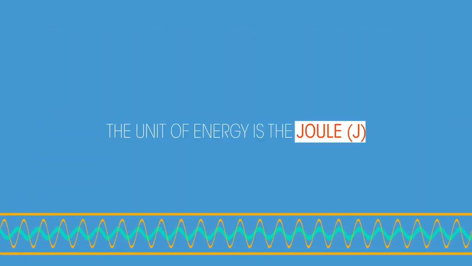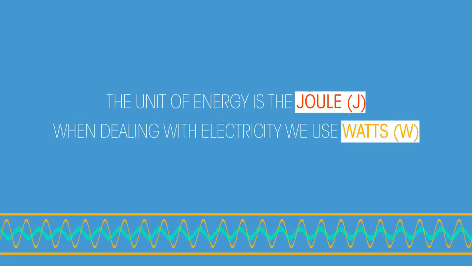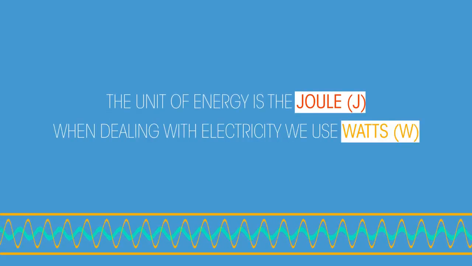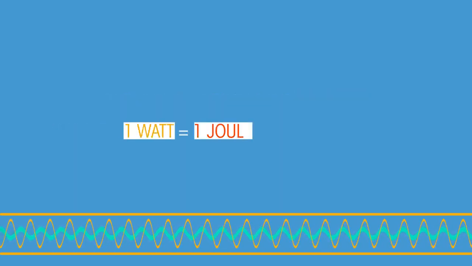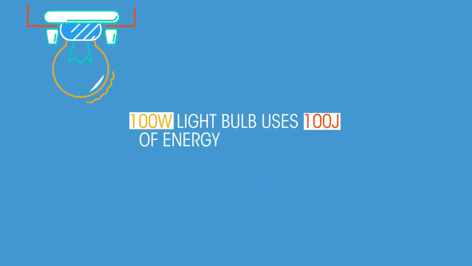The unit of energy is a joule. However, when dealing with electricity, we actually use watts. A watt is a measure of power where 1 watt is equal to 1 joule per second. So a 100 watt light bulb uses 100 joules of energy every second.